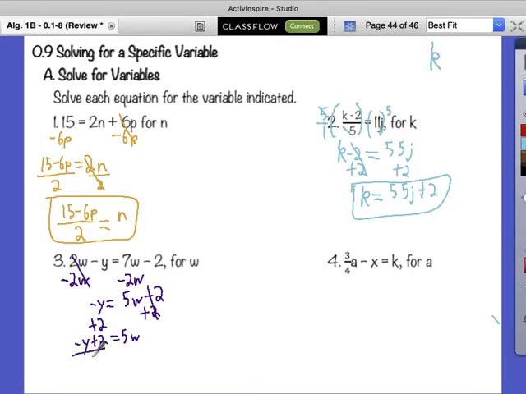Where does the 5 go? Do we know what negative y plus 2 divided by 5 is? No, we can write it. And what's 5w divided by 5? W. Negative y plus 2 over 5 equals w. We did it.